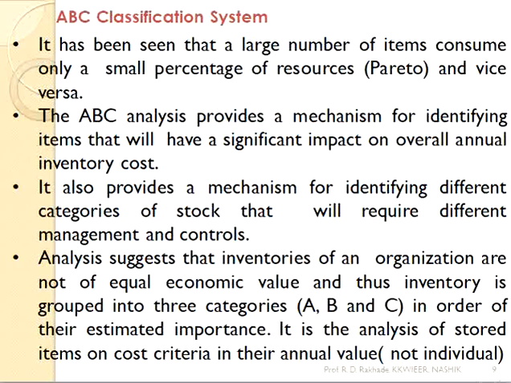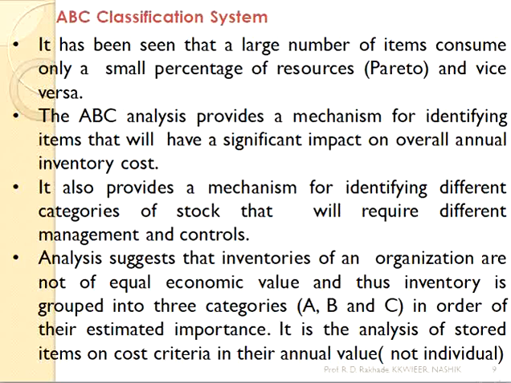So the ABC classification system. In this system inventory is categorized into three parts, that is A, B and C. This ABC classification is on the basis of economic value only. Generally it is found that a large number of items consume only a small percentage and some items consume more.